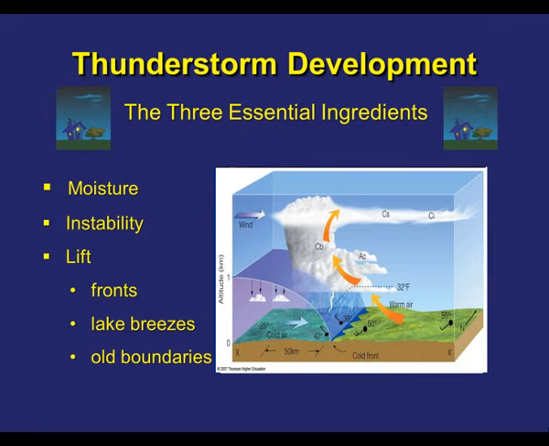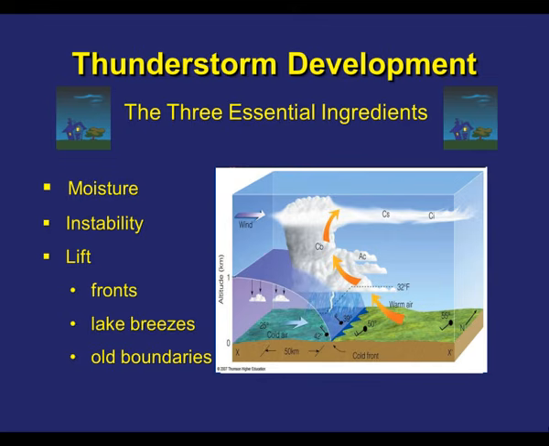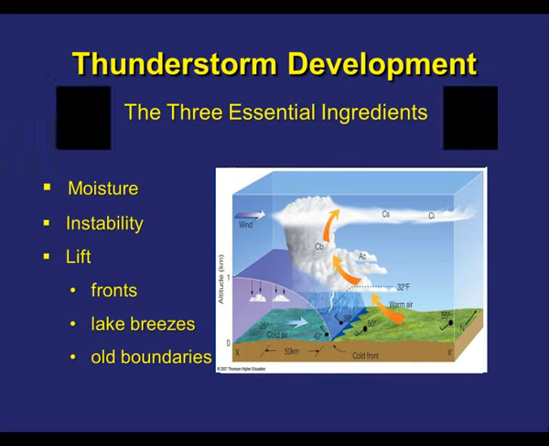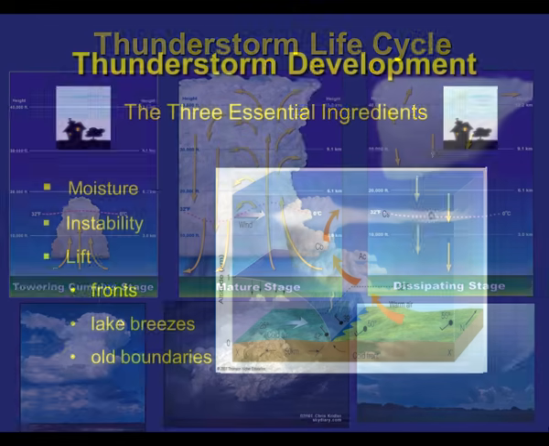The third ingredient, in addition to moisture and instability, is lift. Now, there are many different ways that we can lift air in the atmosphere. It could be along a frontal boundary, it could be a lake breeze boundary, it could be a leftover boundary from a previous day, it could even be a hill or mountain that forces air to rise. Once again, as mentioned previously, as air is forced to rise, it cools eventually to a point of condensation, and this is the beginning where you get a cloud and eventually possibly a thunderstorm.